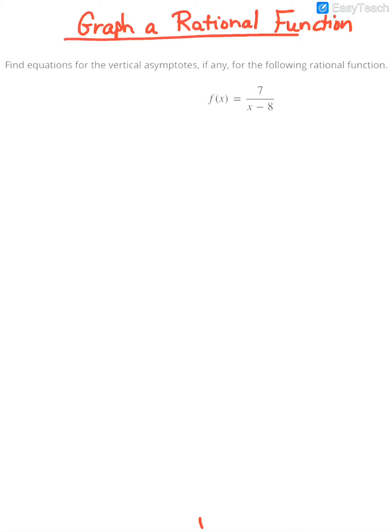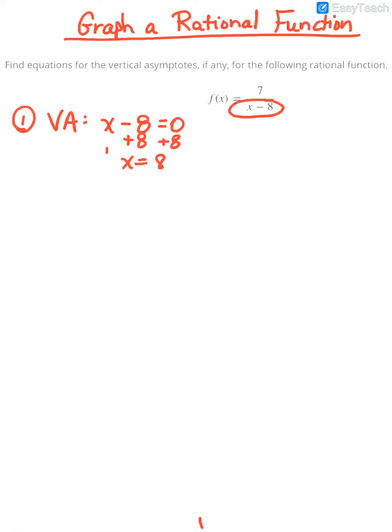So the first thing that we need to do is to find the asymptotes. We'll start with our vertical asymptotes. Vertical asymptotes come from values of x that make the denominator equal to 0. So we'll set the bottom of the fraction equal to 0, and we will solve so that we have a vertical asymptote of x equals 8.